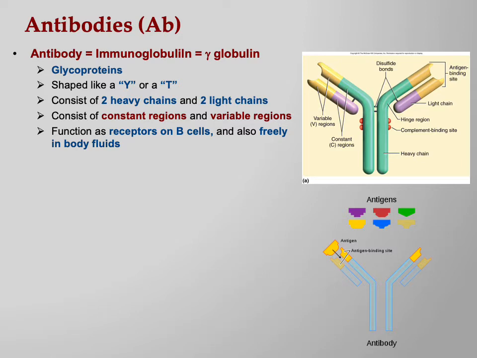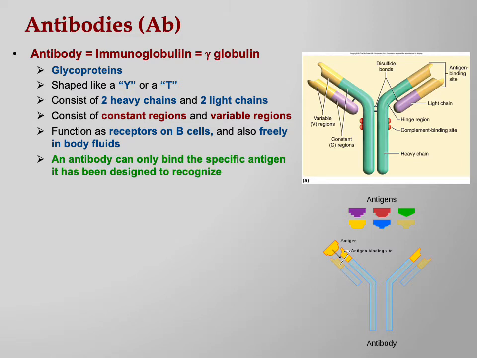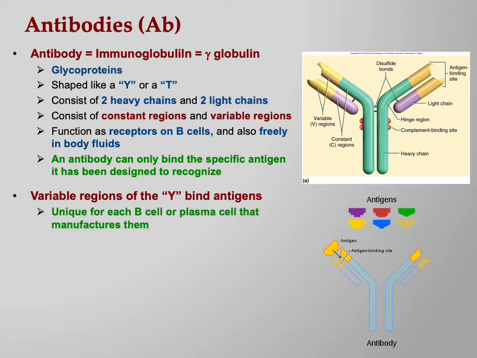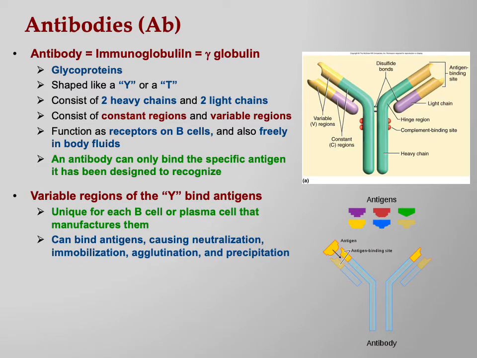They function as receptors on B cells, and they also freely float. The receptors on B cells are the same. The B cells that become plasma cells are going to take their receptor, and that's what's going to become the antibody. An antibody can only bind the specific antigen it has been designed to recognize, which I was just saying. The variable regions, unique for each B cell or plasma cell that manufactures them, can bind antigens causing neutralization, immobilization, agglutination, and precipitation.